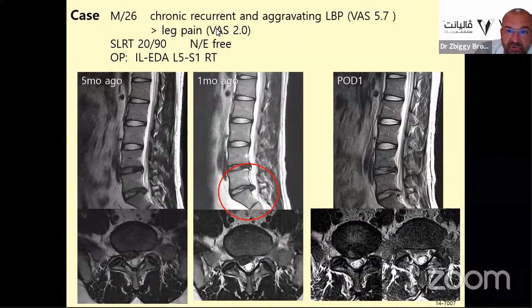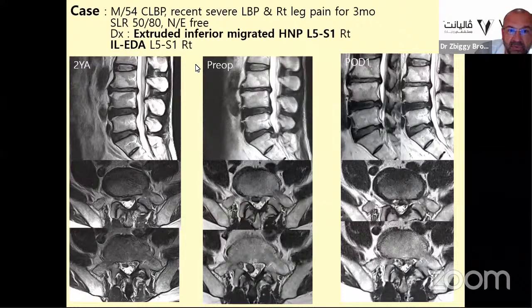This is the patient with the chronic recurrent aggravating back pain at the level of L5-S1. Interlaminar approach was performed. As you can see, this is before and after the surgery. It was on the right side. This is how it was done with this extruded inferior migrated disc, L5-S1 on the right side. This is the pre-op, and the day after the surgery, the patient nicely improved.